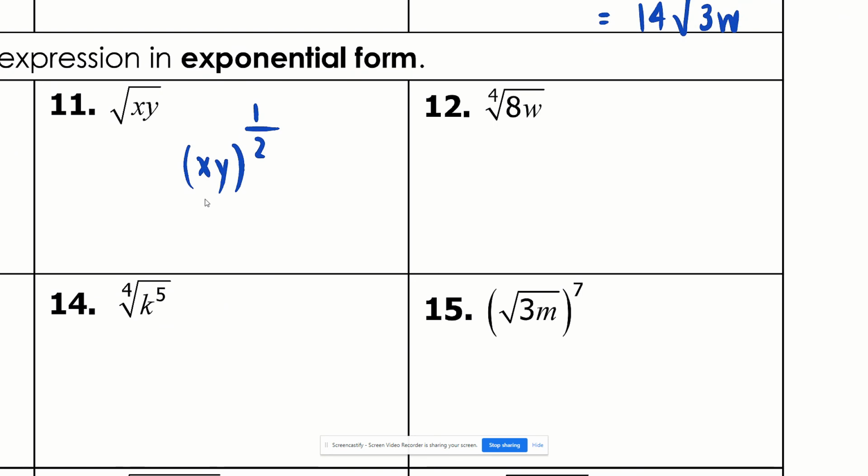Okay, look at number 12. Again, the entire 8w is in the radicand.